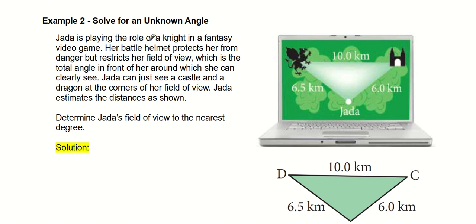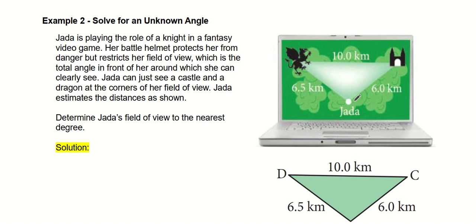Jada is playing a role of a knight in a fantasy video game. Her battle helmet protects her from danger but restricts her field of view, which is the total angle in front of her around which she can clearly see. Jada can see the castle and a dragon at the corner of her view. Jada estimates her distance as shown. Determine Jada's view to the nearest degree.